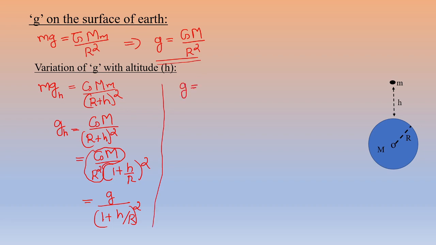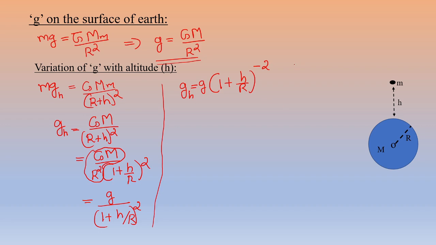Again I write g h is equal to g into 1 plus h by r raised to the power negative 2. So we can make the expansion.